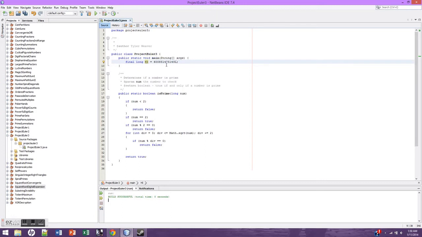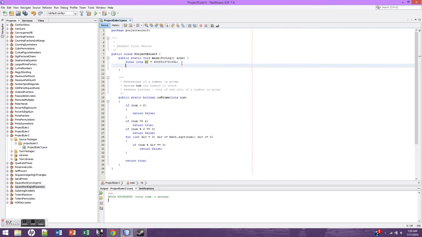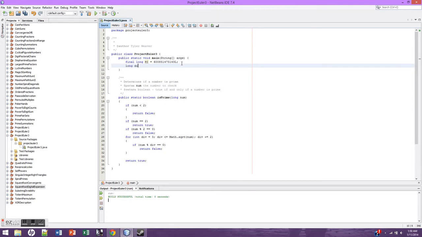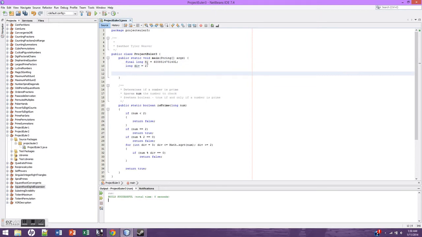Convention is to use a capital L because a lowercase l looks too much like a 1. After that, you want a long divisor equals 2. And that's just starting the divisor at 2. So what we're going to do is cut this in half initially and check if it's prime.